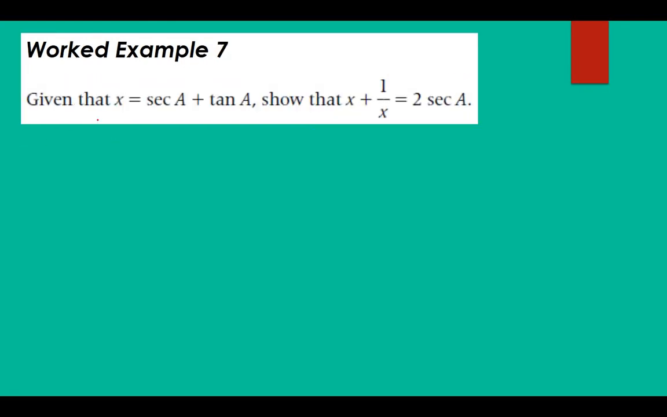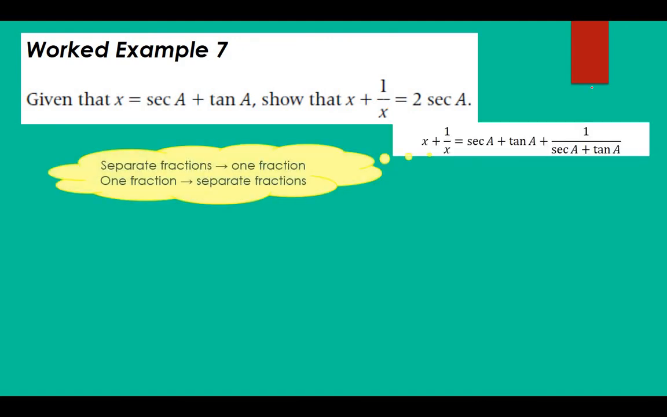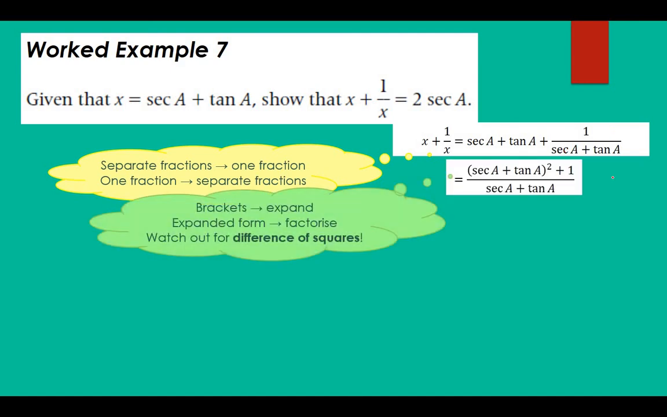Okay, this is a slightly different structure of question. We're given an expression for x, and we are going to substitute it in and hopefully simplify till we get 2 sec a. So just substituting straight in first of all. We have 2 terms. We could treat this as a fraction over 1, and we want to combine them to make a common denominator of sec a plus tan a. There we go. Let's expand out that bracket, and then we'll end up with some squared terms.